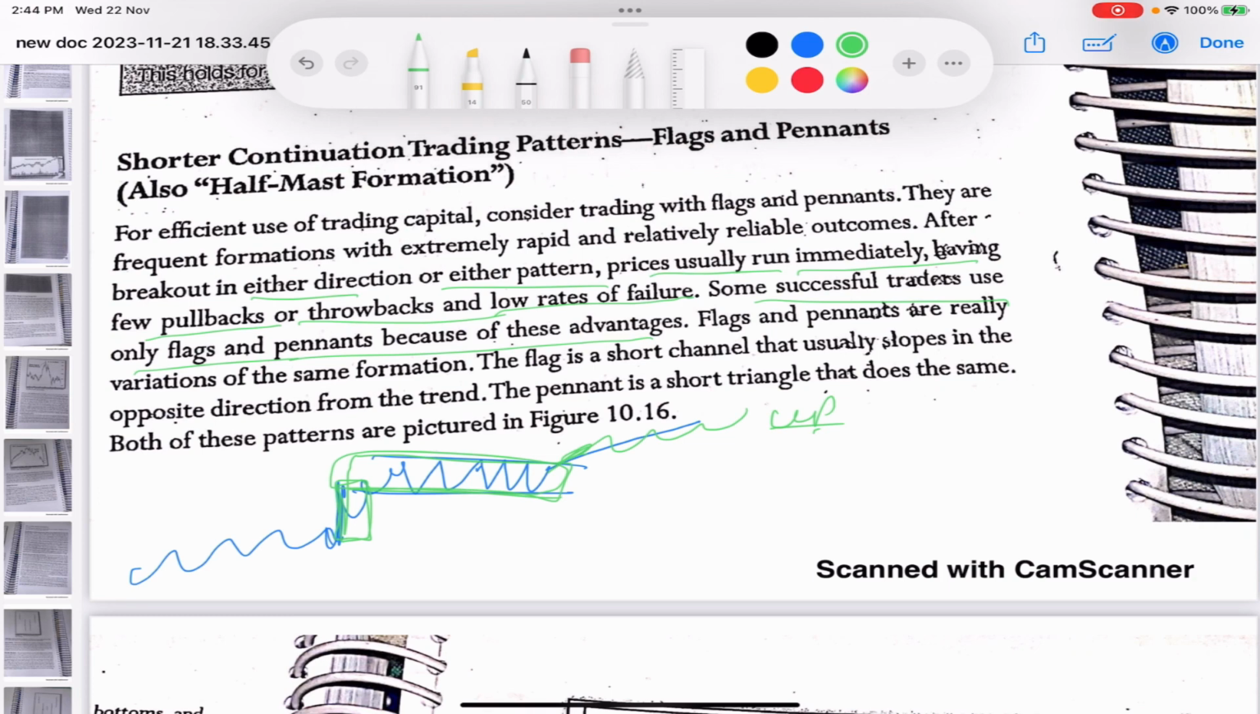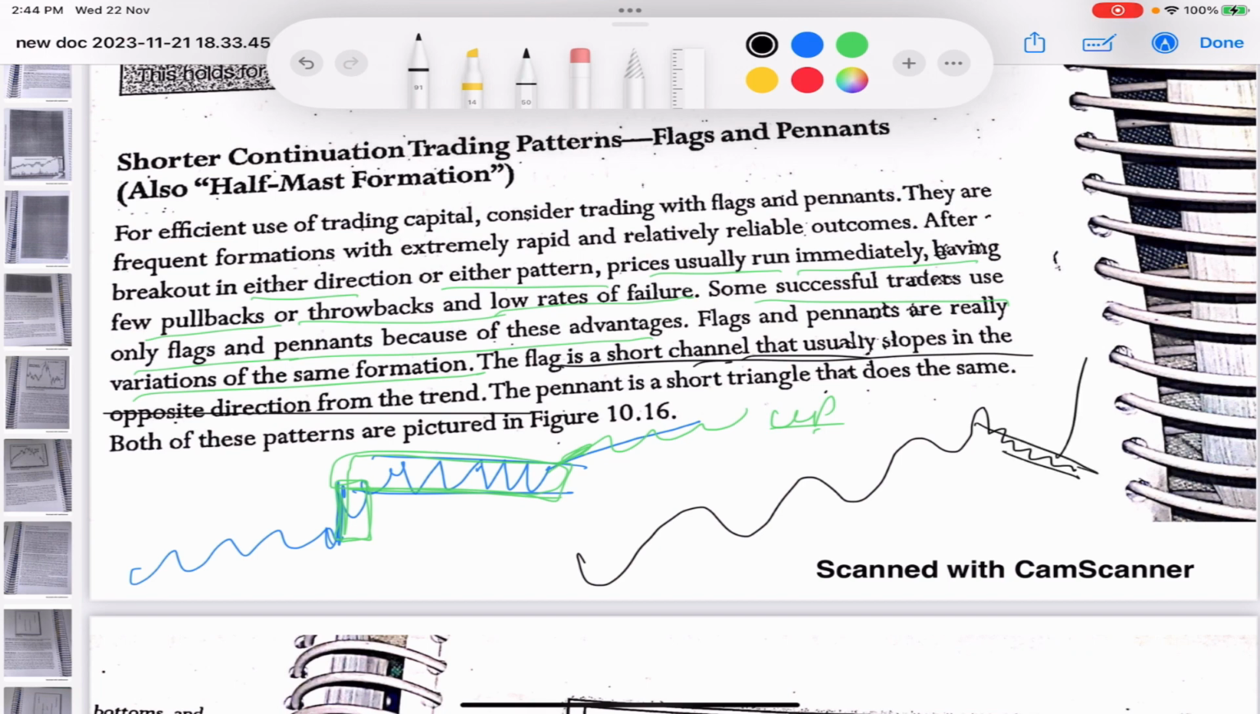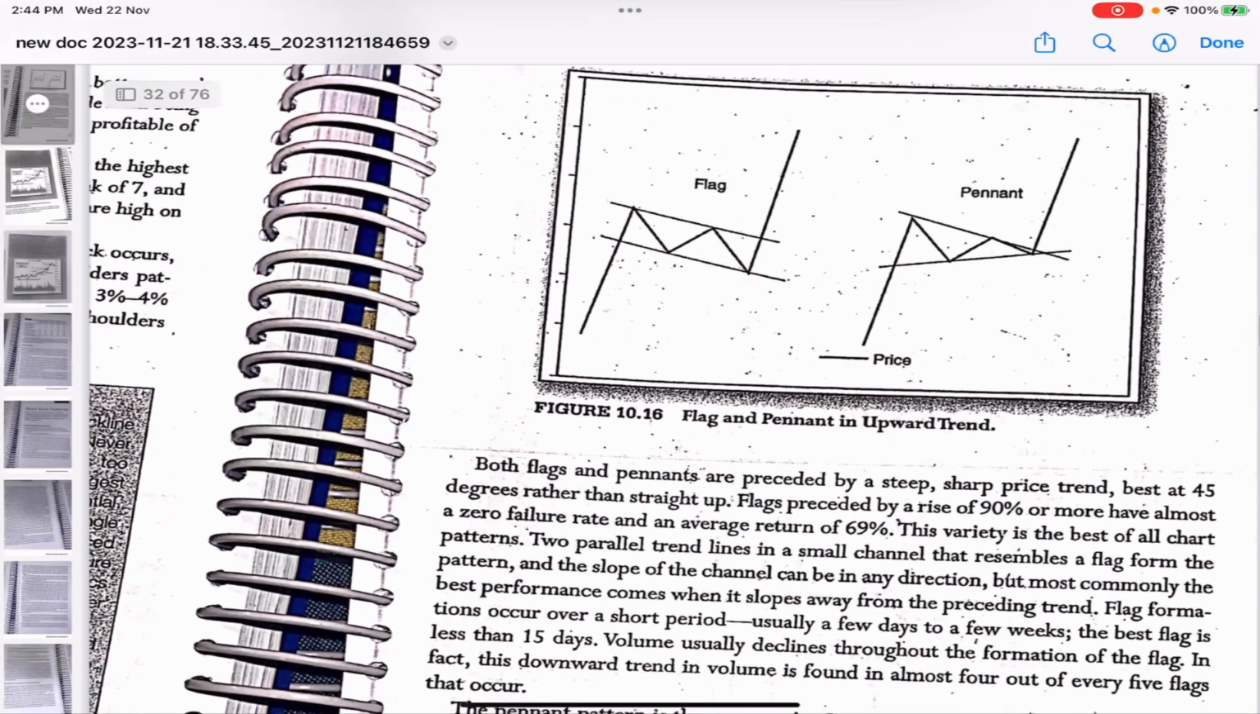Flags and pennants are variations of the same formation. A flag is a short channel that usually slopes in the opposite direction of the trend, which means that if there is an uptrend, then the flag slopes towards the downtrend and then it breaks towards the upside. And a pennant is basically a short triangle that does the same thing that a flag does.